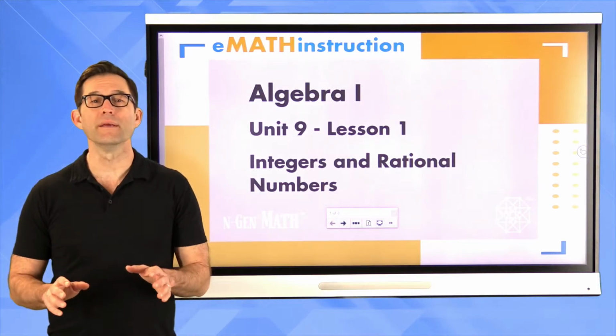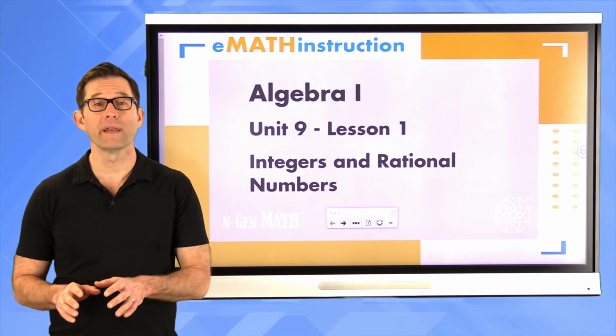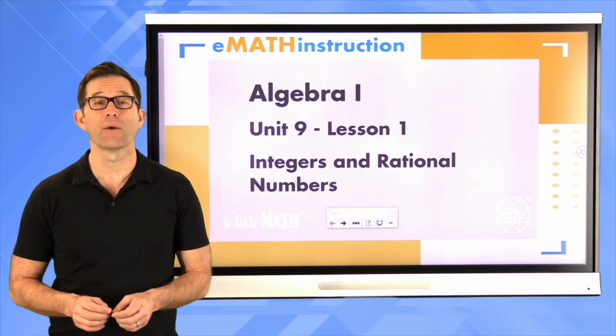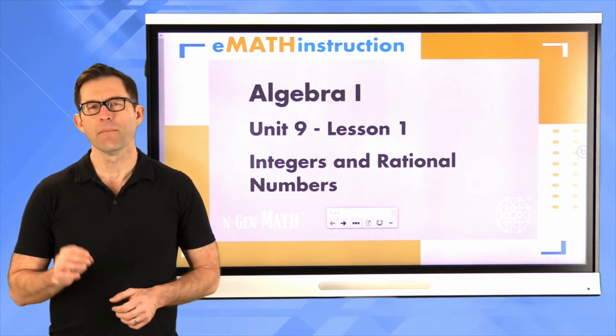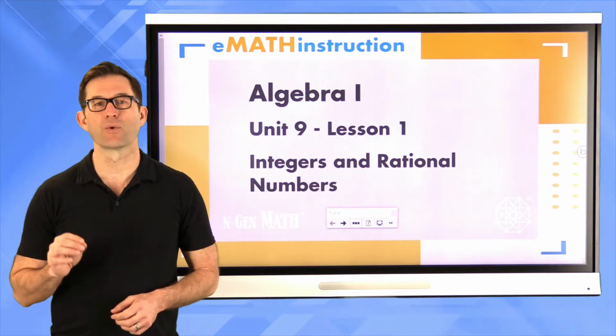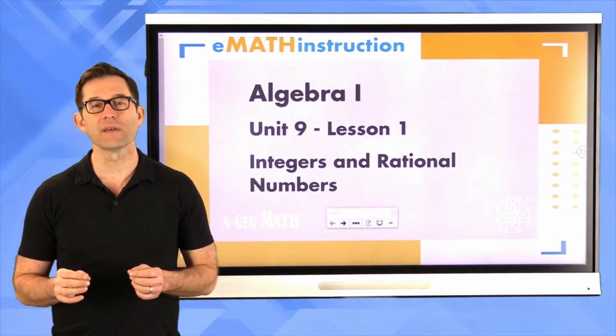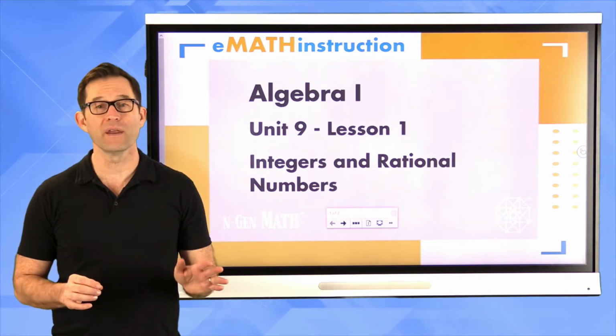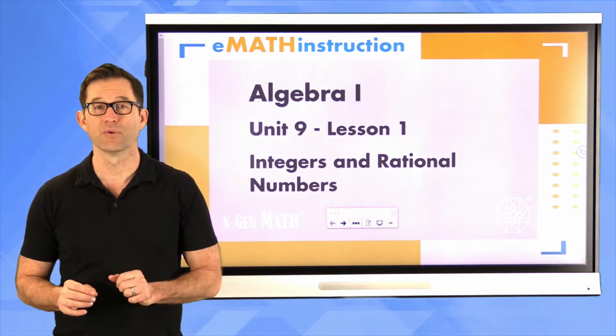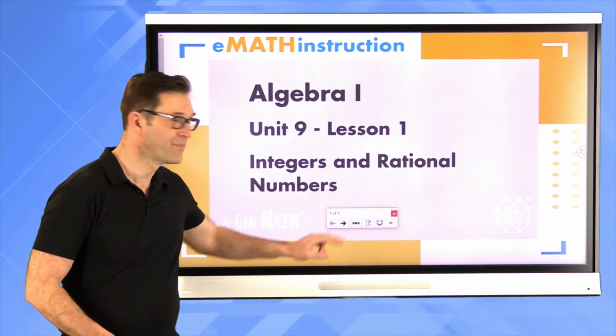Unit 9 is really an exploration of a variety of things, including square roots and what are known as irrational numbers. But before we get into irrational numbers, which are a little bit of a mystery, we want to review some things that you probably already know about both integers and what are known as rational numbers. So let's jump right into them.